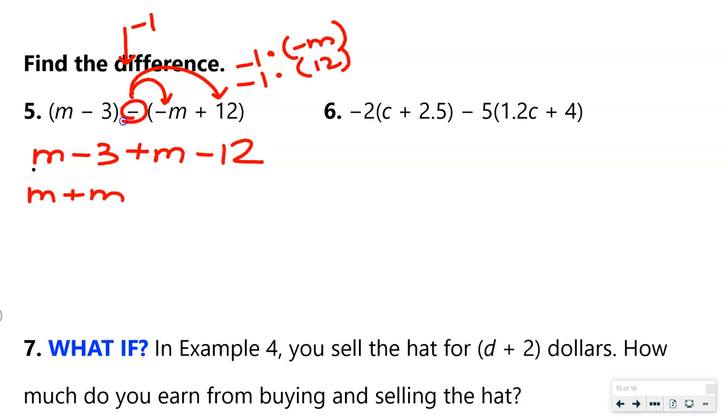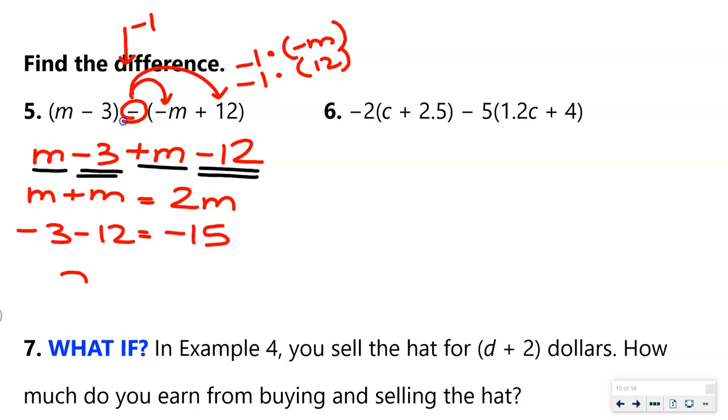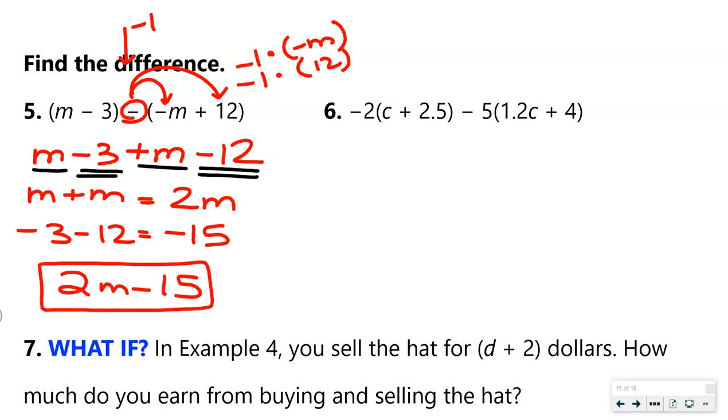So let's actually identify our like terms. m plus m equals 2m, and negative 3 minus 12 equals negative 15. 2m minus 15 is our final answer.